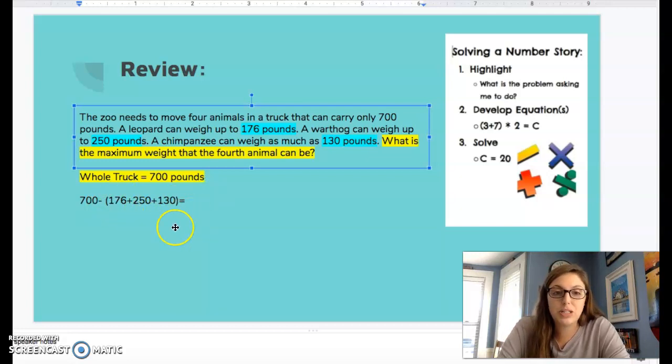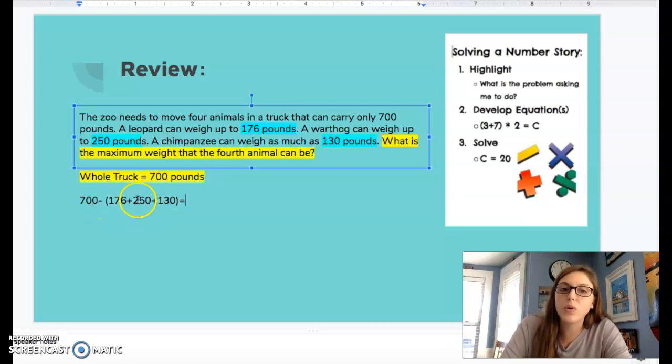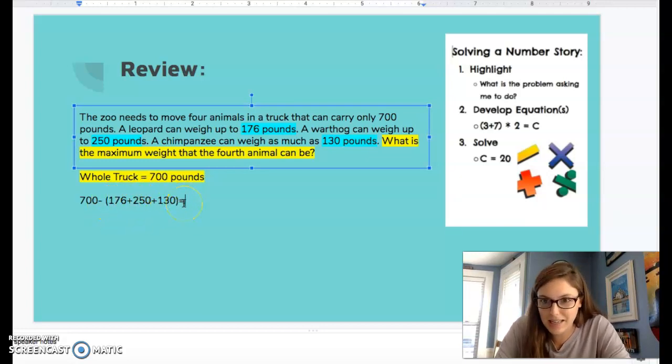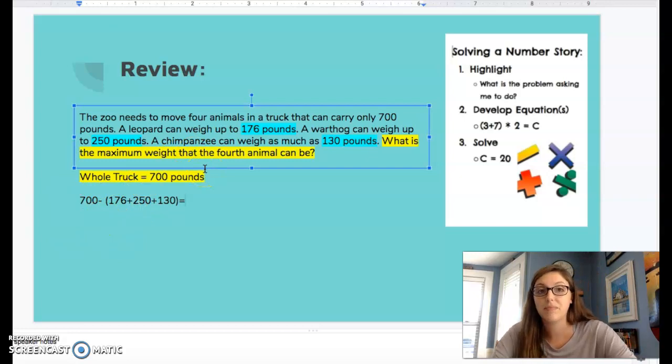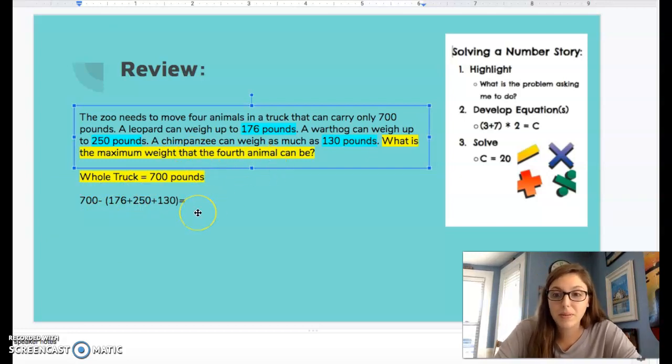So, mathematicians, I want you to pause the video and take a chance to add, well, what is the leopard plus the warthog plus the chimpanzee? Once you get that, I want you to subtract it from 700 to find out what that fourth animal can be. When you're ready, press play.